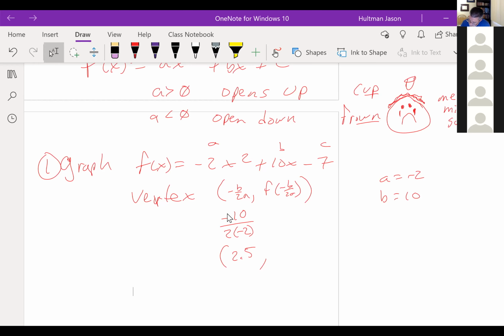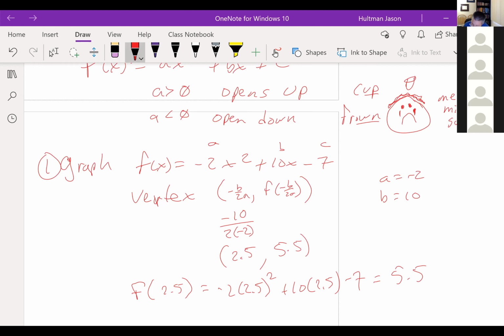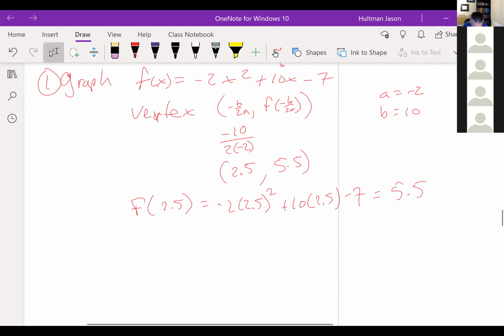So, good times. So anyway, if we plug this in, we get f of 2.5 is equal to, okay, -2 times 2.5. If you just want to do it by hand, you can. And then you would go plus 10 times 2.5 minus 7, and you come out with 5.5. If you plug that into a calculator, you get 5.5. I'm not using the calculator because it's just going to crash my system again. So f of 2.5 equals 5.5.